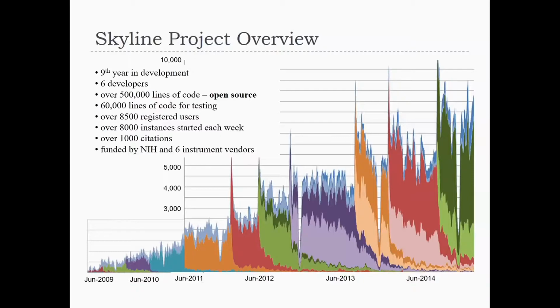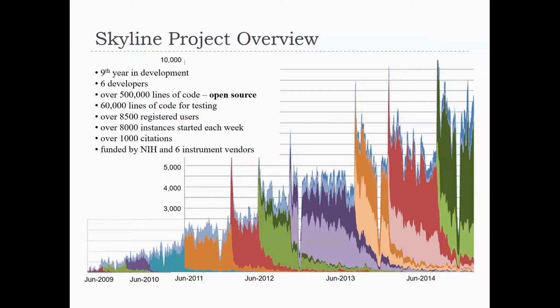Actually, I've lost the version numbers, but I'll show you them in the next thing. This actually doesn't even go out to 2015. But this is the growth of Skyline. We're almost done with our 9th year of development. That's going to end in August. 6 developers now focused on it, over 500,000 lines of code. It's all open source and free, and that's sort of who we are. We're not going to change that. We're trying really hard not to change that.